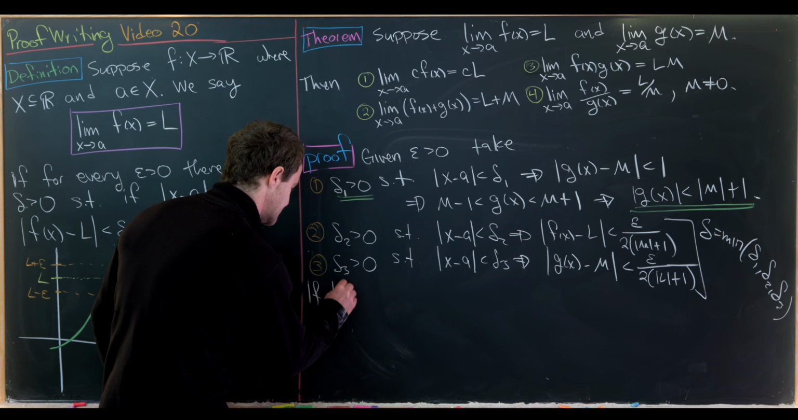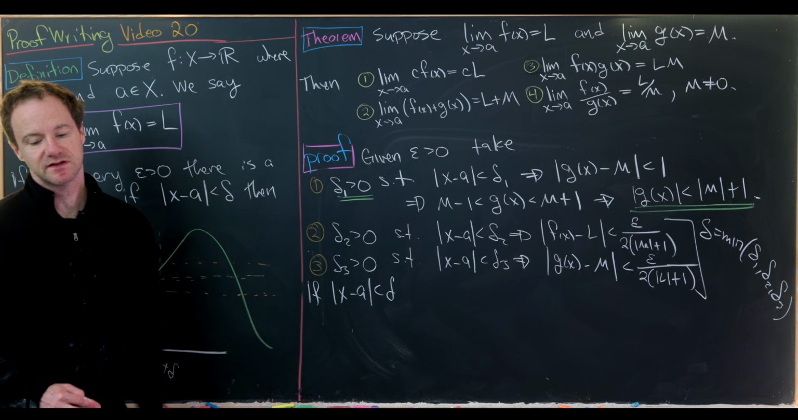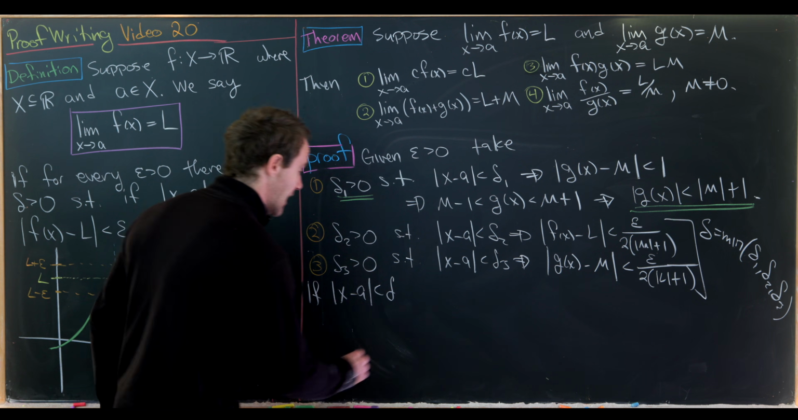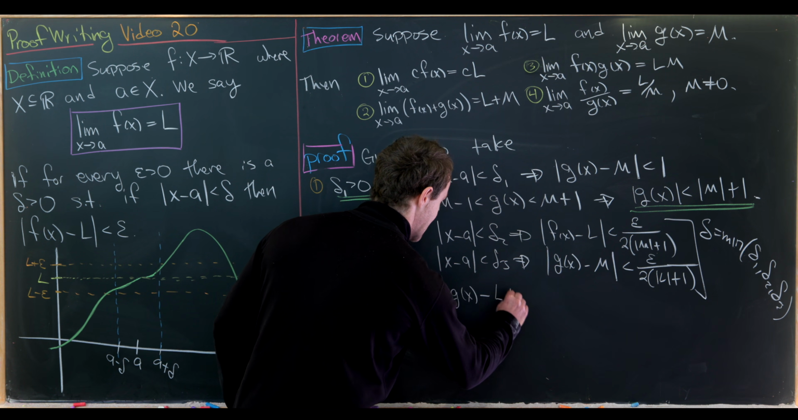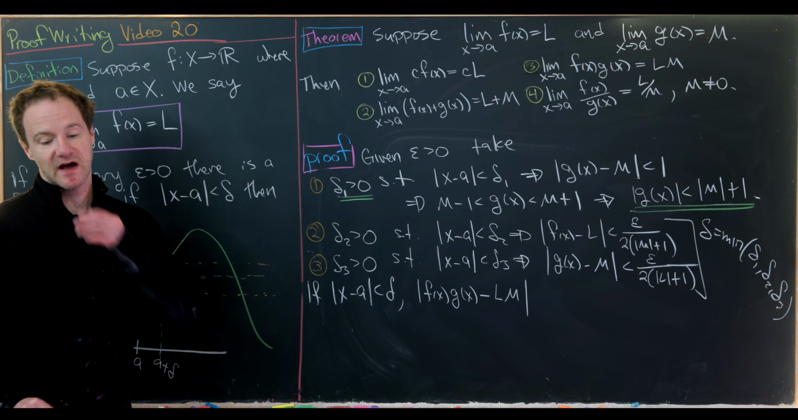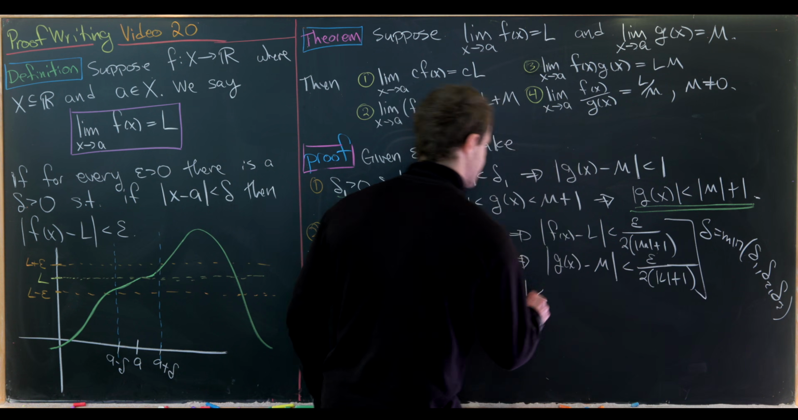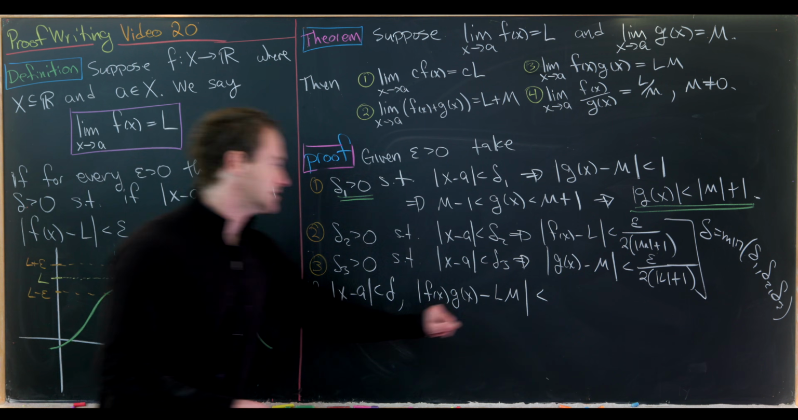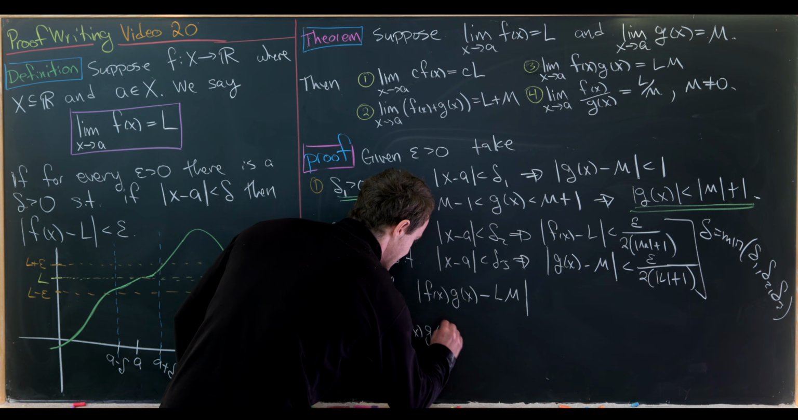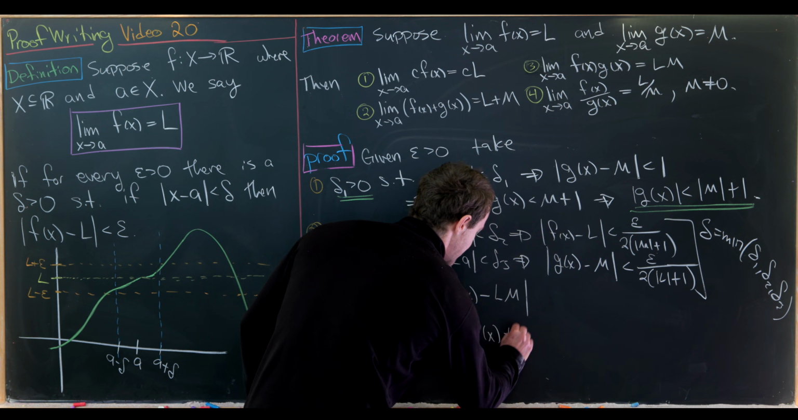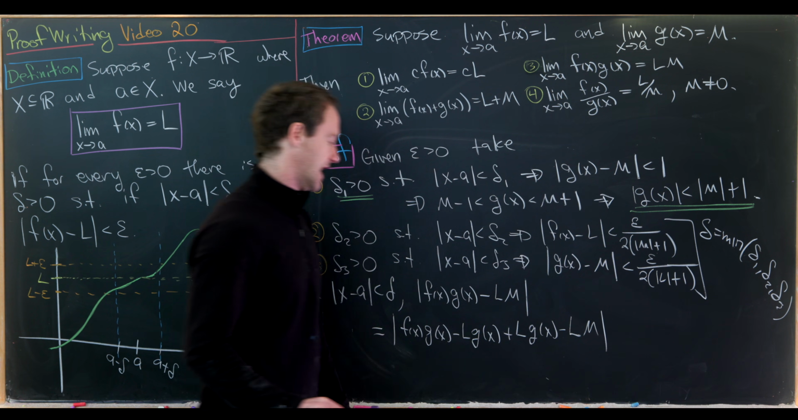So if the absolute value of x minus a is less than delta, then that means it's less than or equal to delta 1, delta 2, and delta 3. So that's good. And now we can see that in this case, the absolute value of f of x times g of x minus l times m simplifies as follows. We'll start by adding a version of 0 in there, and that version of 0 will be l times g of x. So this is equal to the absolute value of f of x times g of x minus l times g of x plus l times g of x minus l times m, like that, in absolute values.